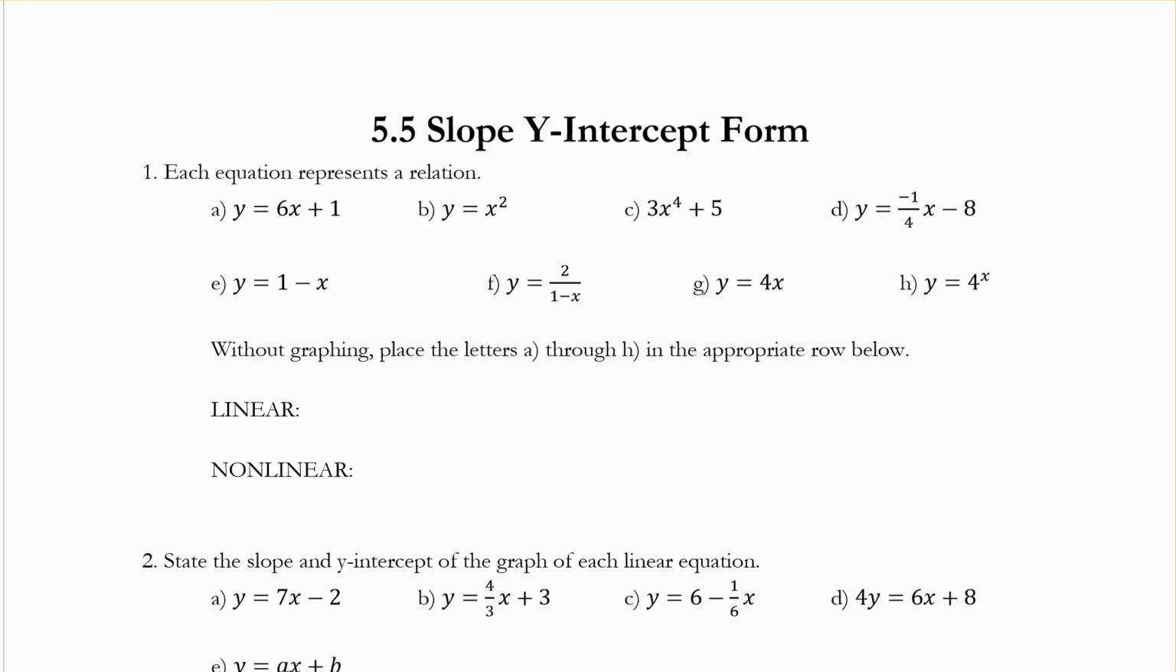All right, so slope y-intercept form. What we're talking about now is still straight lines. So we're still doing something that has a straight line like that. And just so you remember, that's something called linear. If we have a straight line, we're calling it a linear relationship.